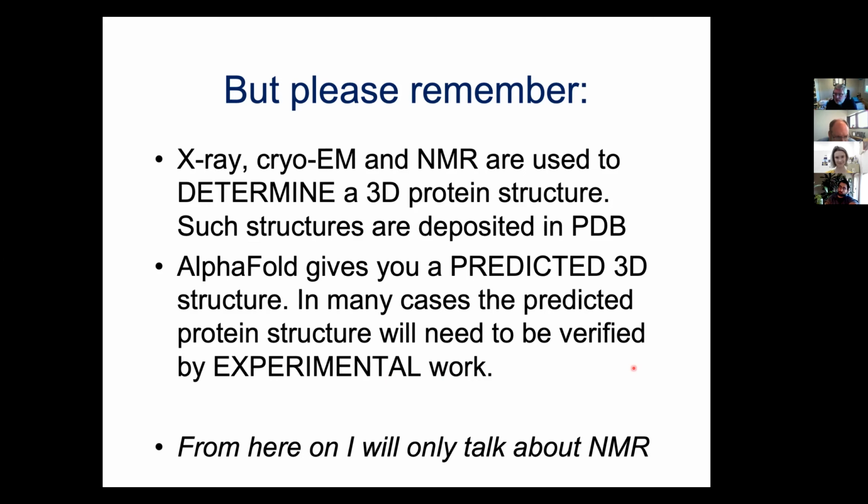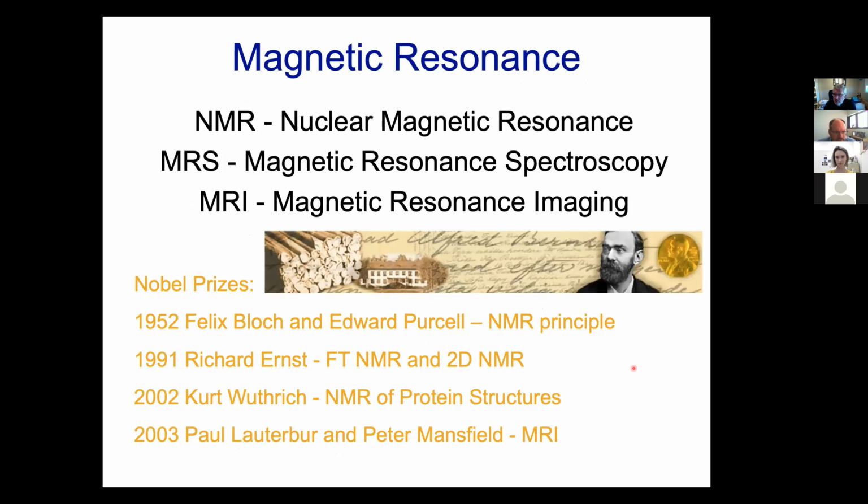From here on in, I will really only talk about NMR spectroscopy. But NMR spectroscopy is not only used for proteins, it's also used for various other things, as I've already indicated. So NMR spectroscopy really started during the Second World War, when two fellows, Americans, Felix Bloch and Edward Purcell, actually built the first NMR spectrometer and described the principle and showed that it actually worked. And so they were awarded the Nobel Prize for it in 1952.